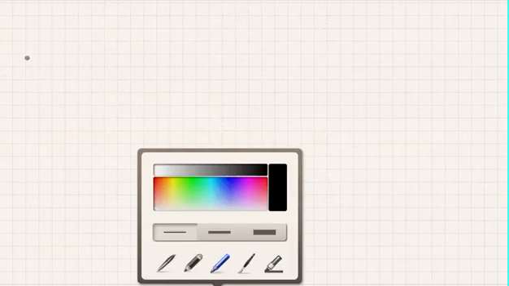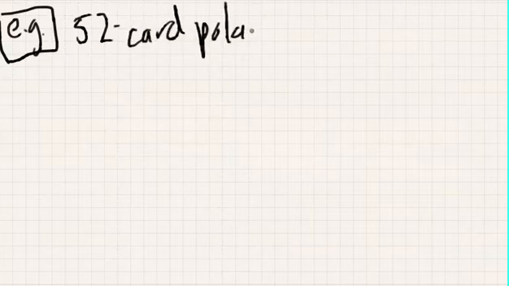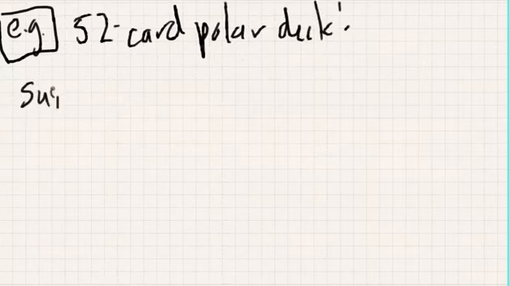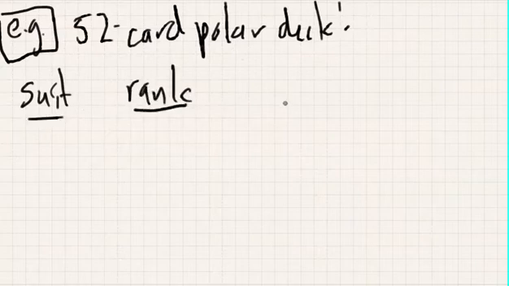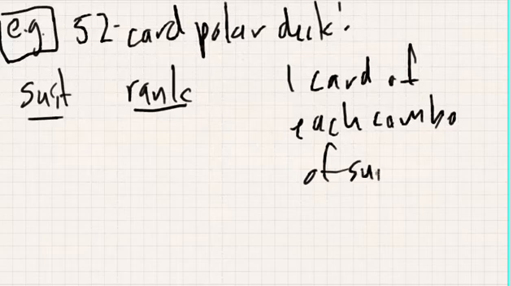Good, I've got my pen. So example. Well, there are going to be a lot of examples which involve cards. So let me talk about the typical 52 card poker deck. And each card has a suit and a rank. And there is one card for each possible combination of suit and rank. So one card of each combo of suit and rank.